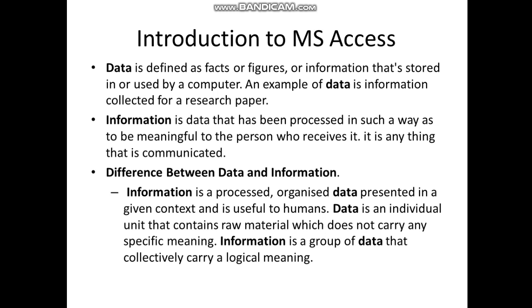Difference between data and information. Information is processed, organized data presented in a given context and is useful to humans. Data is an individual unit that contains raw material which does not carry any specific meaning. Information is a group of data that collectively carry a logical meaning.